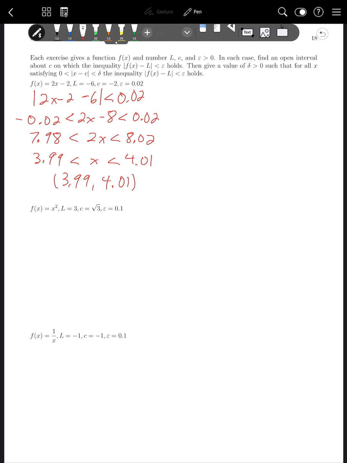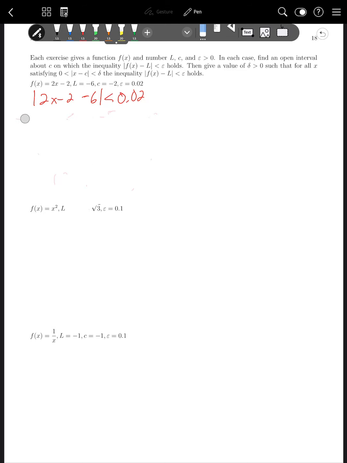Oh, shoot. I did something wrong. Okay, let's erase this. Sorry, I made a mistake. Because it's minus L, so I needed minus a negative 6. So this should be negative 0.02 is less than 2x plus 4, which is less than 0.02. Now subtract 4, and you get negative 4.02 is less than 2x, which is less than negative 3.98.